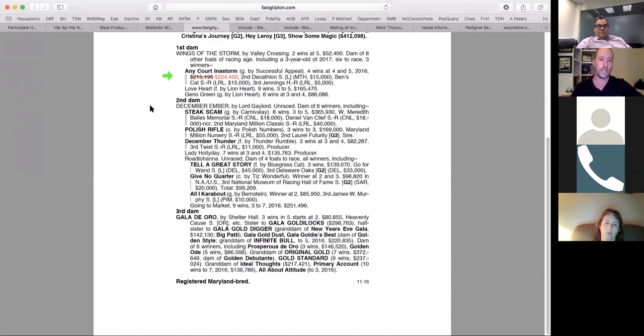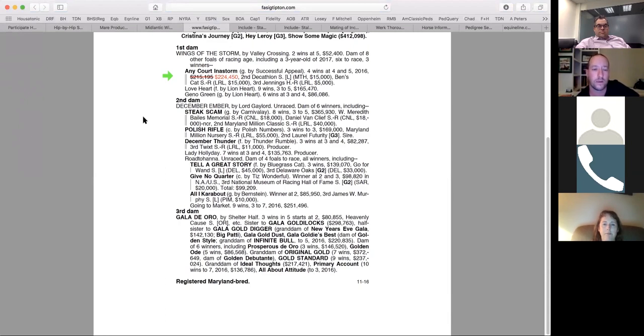So this is the catalog page from that sale. If we go further back down, second dam. In this case, Any Darn Day's second dam is December Ember. She is by Lord Gaylord. She's the dam of 6 winners, and that includes 2 stakes winners, the Stakes Scam and Polish Rifle. They both appear in bold capitals. Another stakes placed winner, December Thunder. So she didn't win a stakes race, but she finished second or third. That's why she doesn't have the caps, but has the bold.